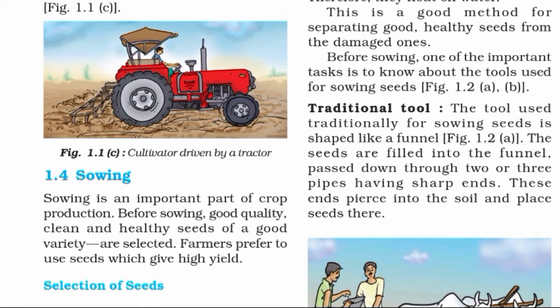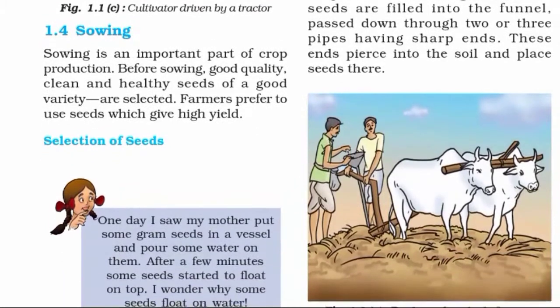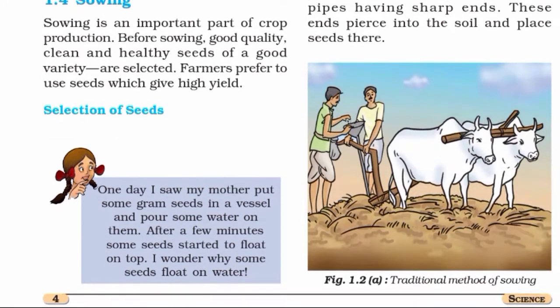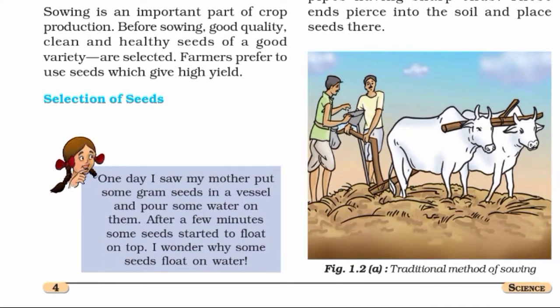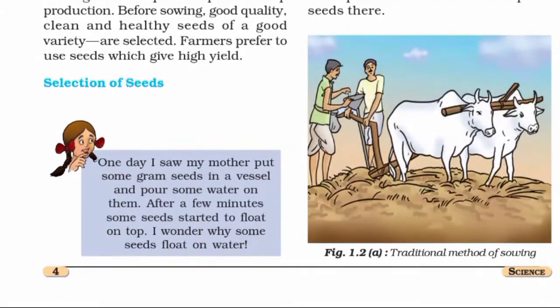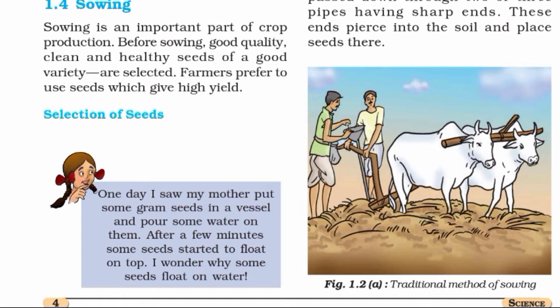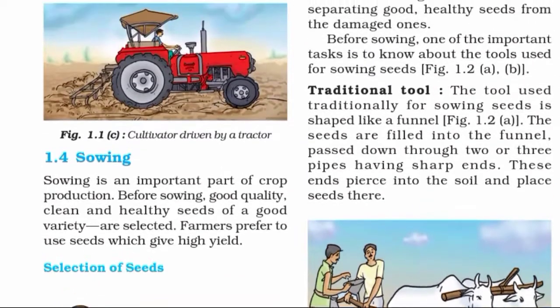1.4. Sowing. Sowing is an important part of crop production. Before sowing, good quality, clean and healthy seeds of a good variety are selected. Farmers prefer to use seeds which give high yield. Selection of seeds. Paheli said, "One day I saw my mother put some gram seeds in a vessel and pour some water on them. After a few minutes, some seeds started to float on top. I wonder why some seeds float on water."